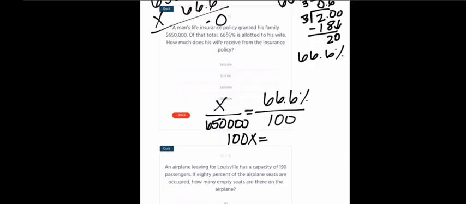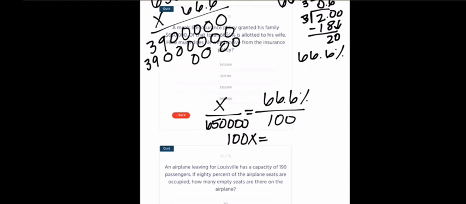6 times 0, 0. 6 times 0, 0. 6 times 0, 0. It's 4 zeros. Now, 6 times 5, 30. Carry the 3. 6 times 6, 36 plus 3, 39. Okay, they're all going to be the same number. So I'm going to put the placeholder 0. I know it's going to be 4 zeros. 1, 2, 3, 4. Another 0, 9, and 3. One more time.